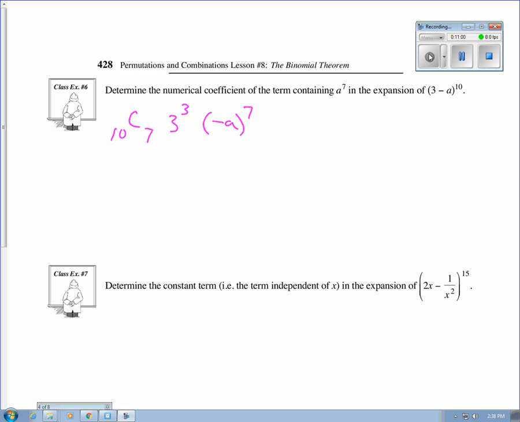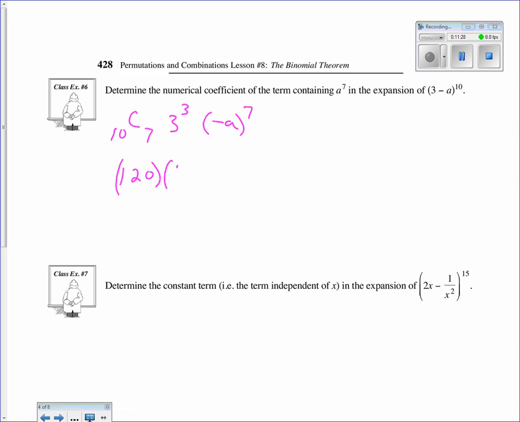So I'm looking for the numerical coefficient of the term that has a to the 7 in it. Well, a to the 7 is actually a negative value, so I'm going to track that negative value there. So negative a to the 7 times 3 to the 3, working backwards, and 10 choose 7. So 10 choose 7, 10 math 7, is 120 times 3 cubed, which is 27. Now I've got a -1 to the 7 and an a to the 7. So 120 times -27 is -3240 a to the 7.